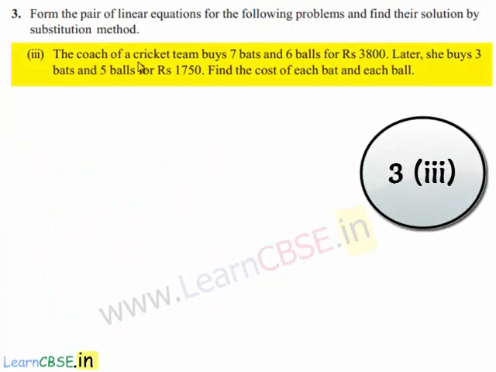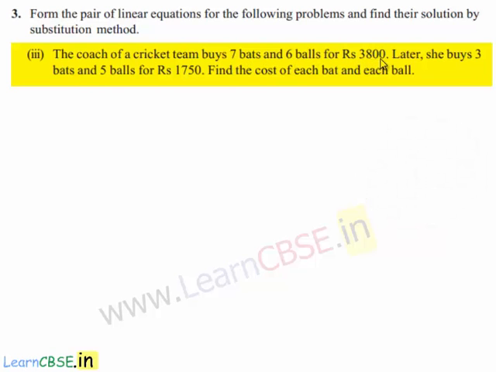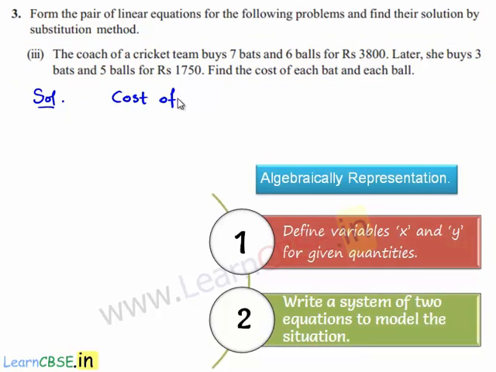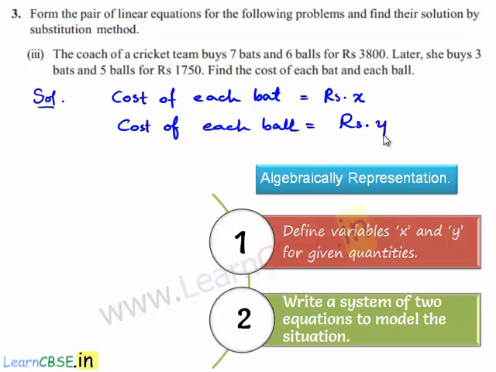Coming to the third bit, the coach of a cricket team buys 7 bats and 6 balls for 3,800 rupees. Later, she buys 3 bats and 5 balls for 1,750 rupees. Find the cost of each bat and each ball. So let us work out this problem. Let us assume the cost of each bat is equal to rupees x and the cost of each ball is equal to rupees y.